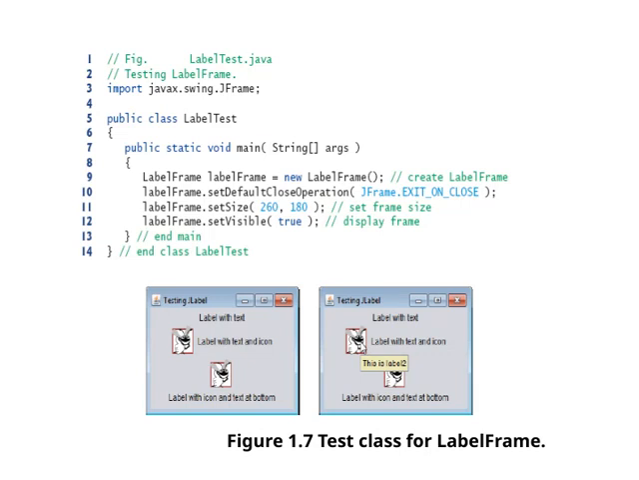Let's take a closer look at Figure 1.7, which shows a test class for label frame. Here, we're demonstrating how to effectively test a label frame widget in our GUI. The key point is understanding how the test class is structured to ensure the label frame functions as expected. Notice how the test isolates specific functionalities, making it easier to identify issues. This approach highlights the importance of thorough testing in GUI development, which is essential for creating reliable and user-friendly applications.